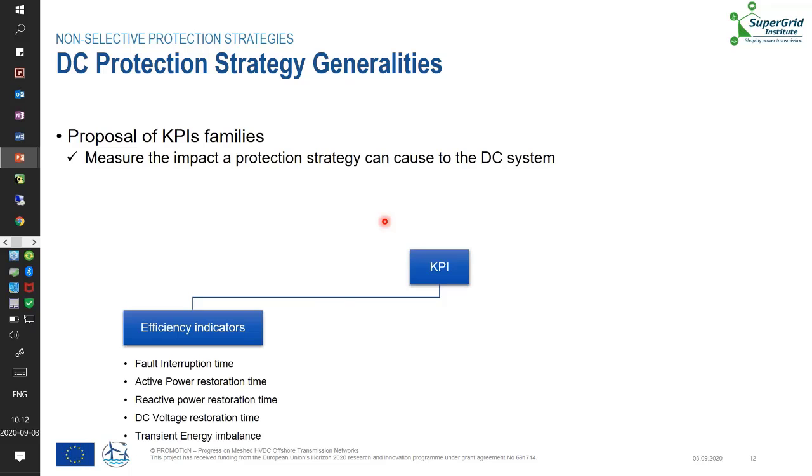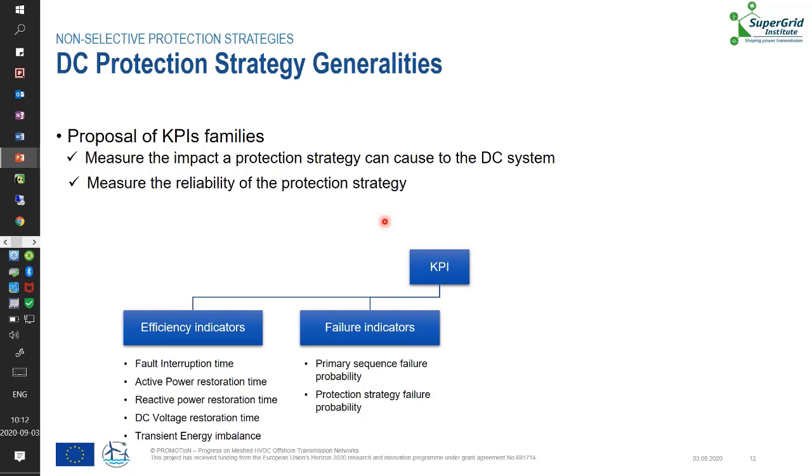Efficiency indicators describe performances regarding fault interruption and fault recovery. They measure the impact a protection strategy can cause to the system. They are, for example, the fault interruption time, active and reactive power restoration time, voltage restoration time, and transient energy imbalance.